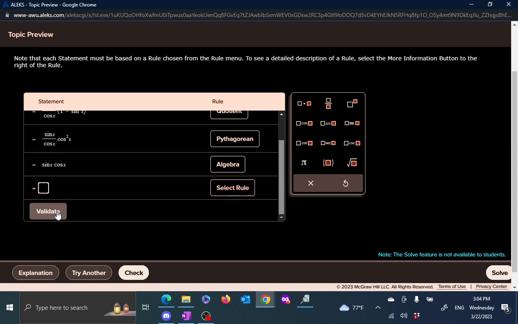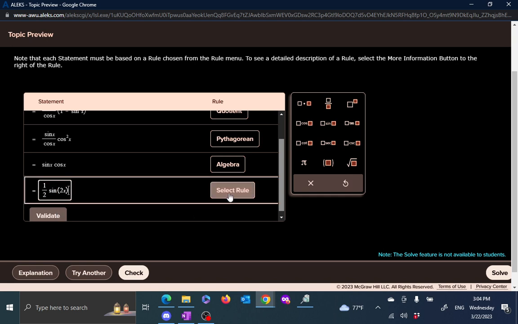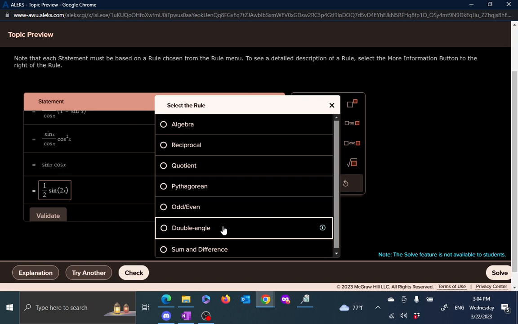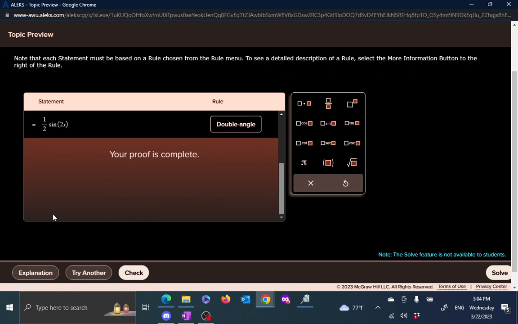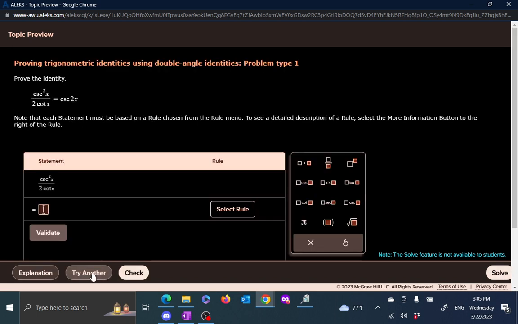Now comes the critical time. Does it want me to explain that we are multiplying and dividing by 2? Let's see. 1/2 of sine of 2x, and this is the double angle identity, and let's see if it's happy with that. Well, yes. So we didn't need to be finicky with that 1/2. It understood our intentions. Let's try another one.